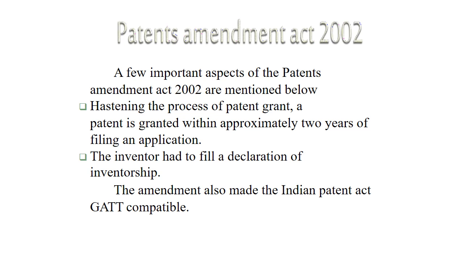Next, the Patent Amendment Act 2002. There are so many amendments that occurred. First, the Patent Amendment Act 2002 has the following features. They have to hasten the process of patent grant, and it is granted within 2 years of filing an application. Then the inventor will file the declaration of inventorship, and it is made compatible with the General Agreement on Tariffs and Trade. So this Amendment Act occurred in 2002.